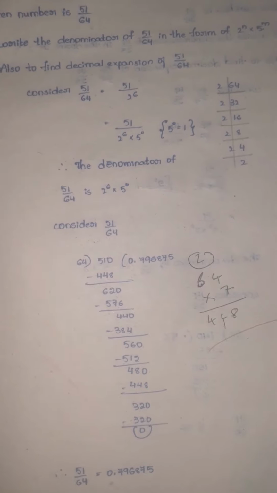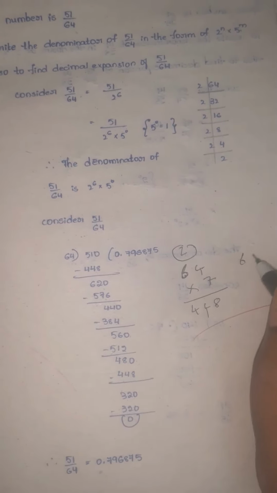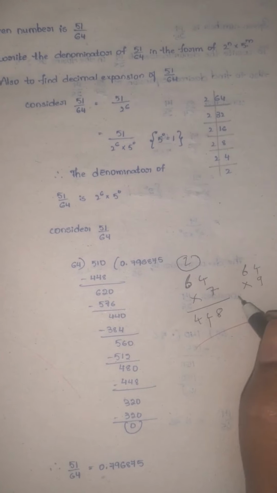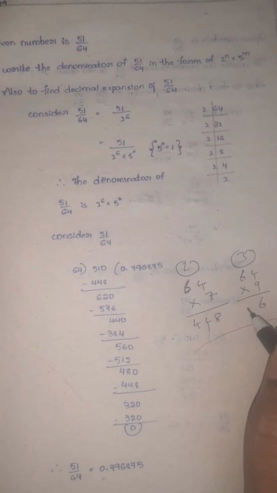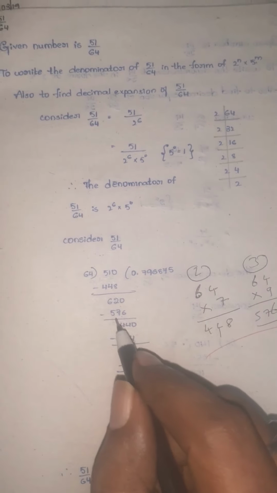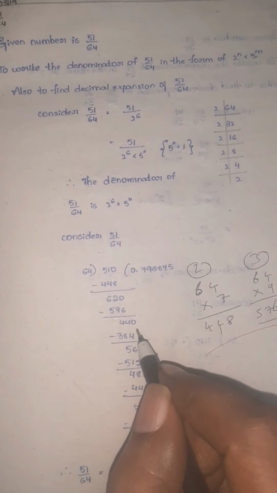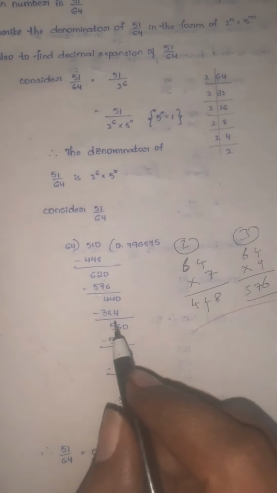So keep 0 and again do multiplication. 64 nines are, 9 4s are 36, 9 6s are 54 plus 3 is 57. So 576. So 620 minus 576 is 44. We did not get remainder 0. So go on doing. 440 came.